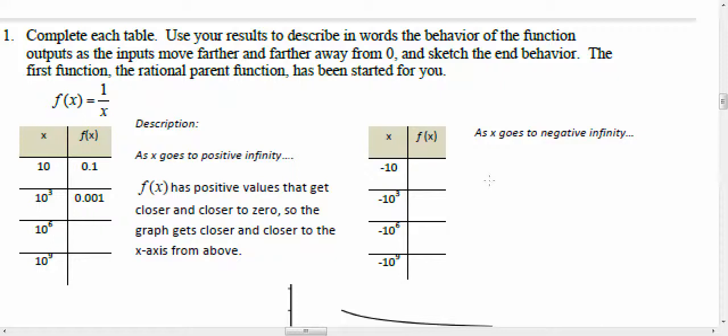Complete each table. Use your results to describe in words what the end behavior of the outputs and the inputs move further away from zero. Sketch the end behavior. The first function of the rational is a parent function.